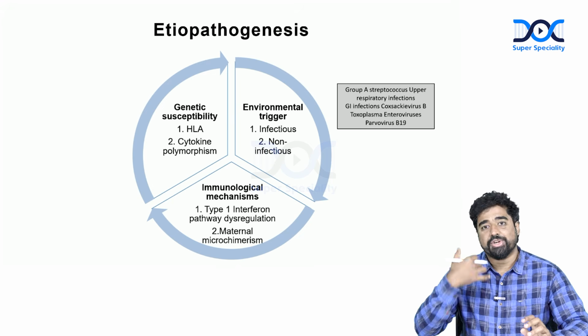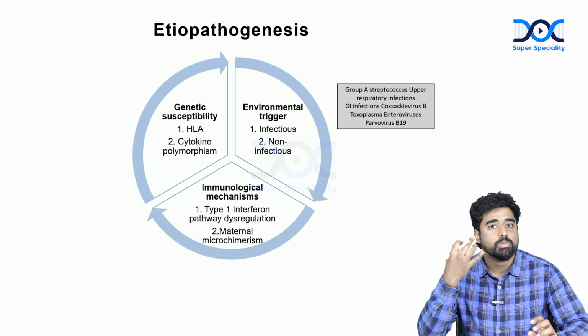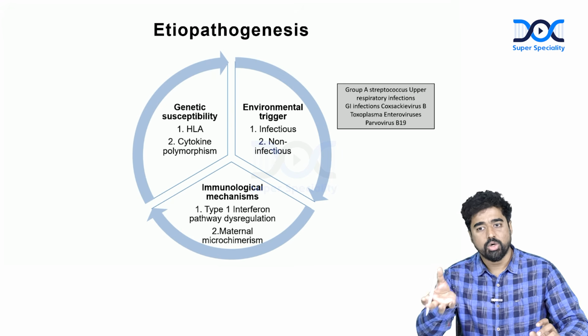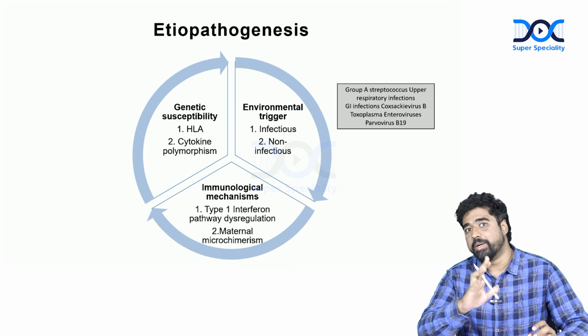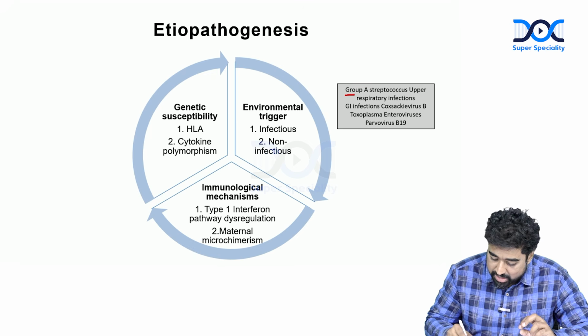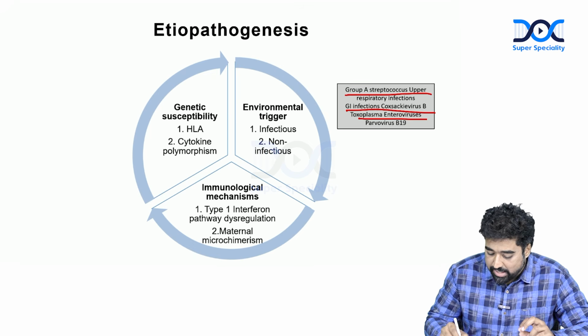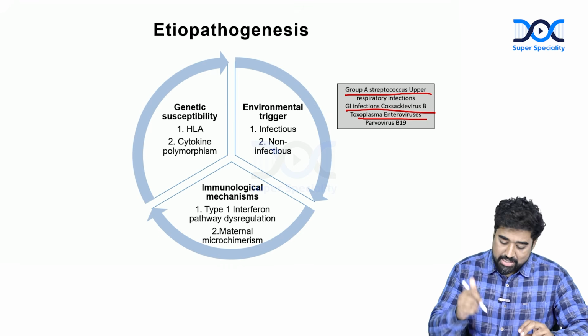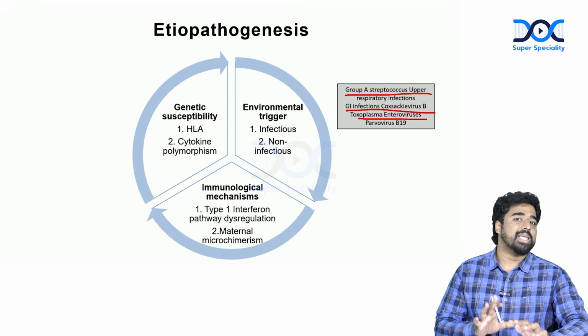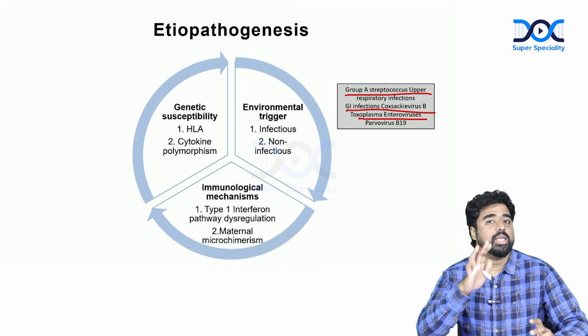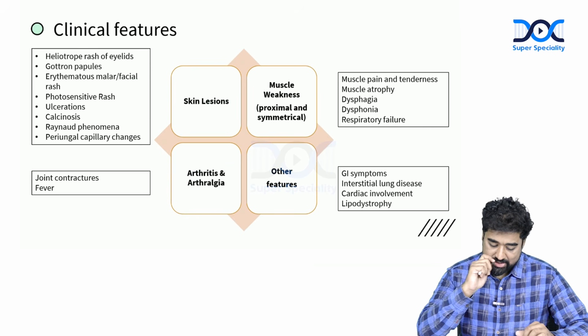Group A streptococcal infection, especially in your pediatric rheumatological disorders, most of your rheumatological illnesses can be mapped to some recent infection like group A Streptococcus, Coxsackie B, Toxoplasma, parvovirus, etc. Environmental triggers and immunological mechanisms again won't be asked in your NEET SS or your MCQ based exams.